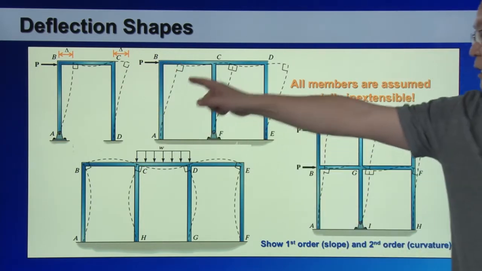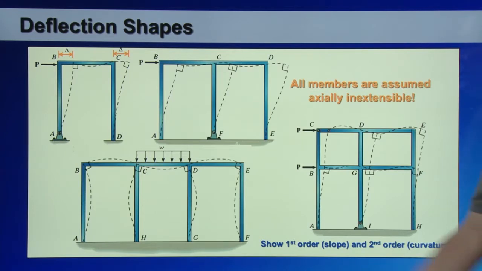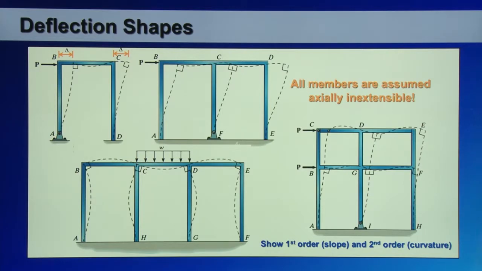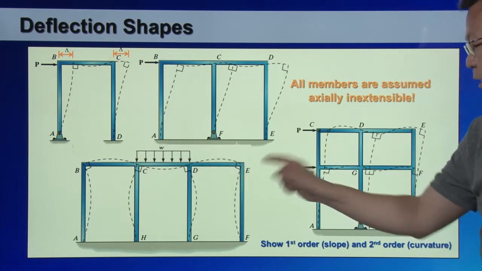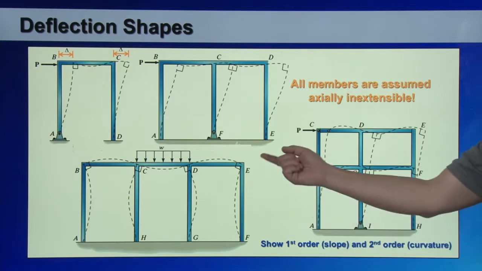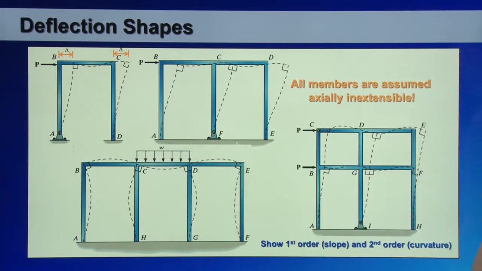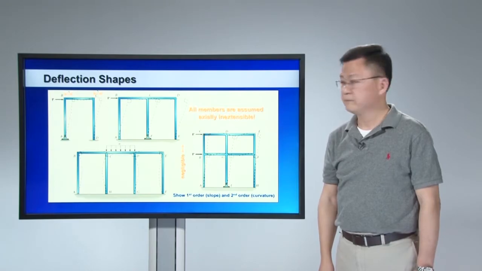By the same token, if I have a two-bay frame like this under horizontal loading, then the horizontal displacements of B, C and D should be exactly identical. Also, because of this inextensible assumption, all the points here, B, C, D, E, are refrained from moving vertically because all the vertical columns are inextensible. So this is the inextensible assumption that we adopt for two-dimensional structures.